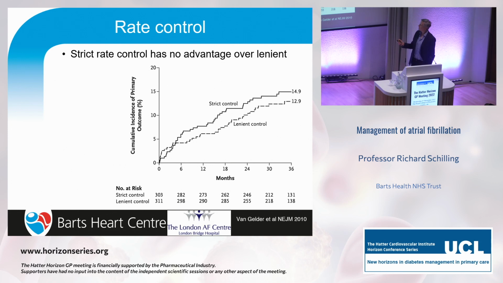Final couple of slides. Rate control, this is why I say 110. This is a study where they compared strict control to lenient control, and strict was 80 or less beats a minute, and lenient control was 110 beats a minute, and there was no difference in their risk of mortality, heart failure, any of the primary outcome measures. And so the risk of going much lower than 110 is you're going to give them side effects. So we aim for 80 beats a minute if they've got symptoms, but if they've not got symptoms, anything below 110 is fine.